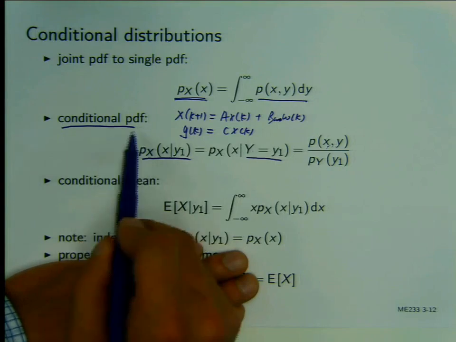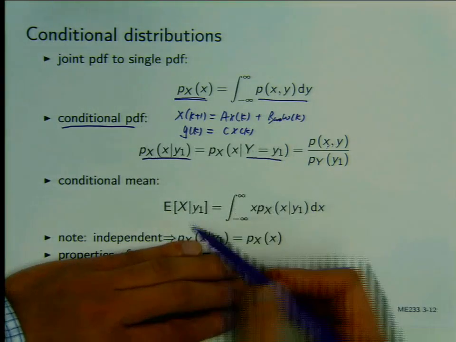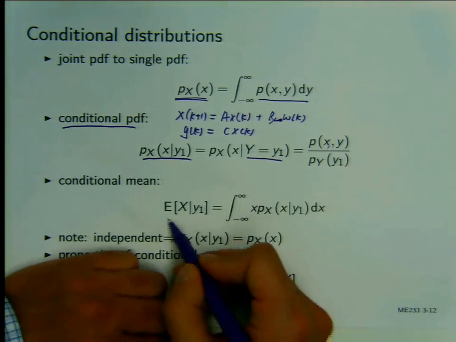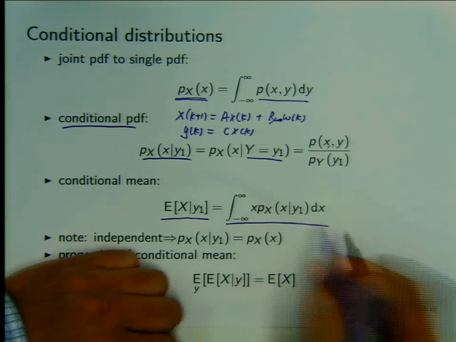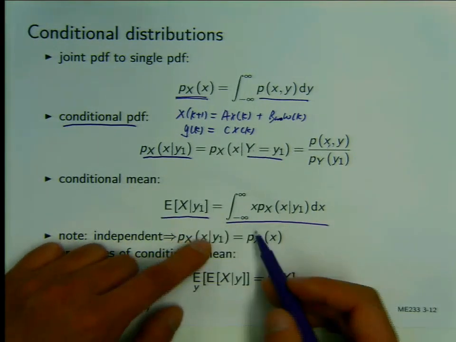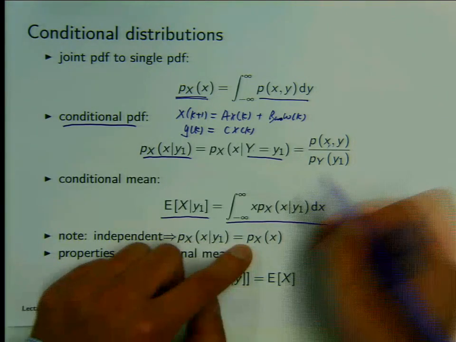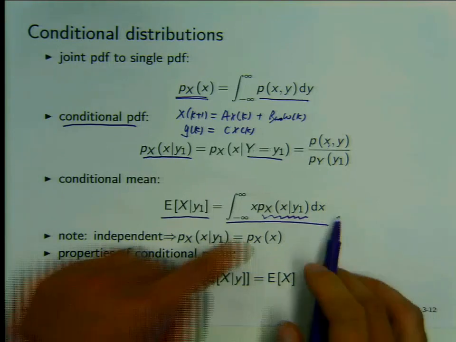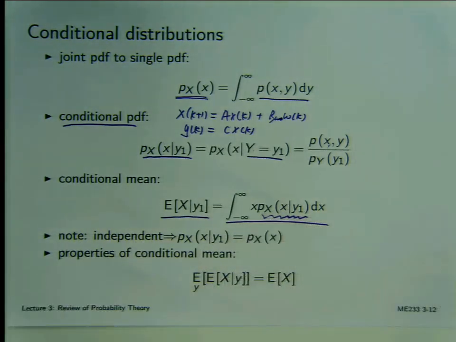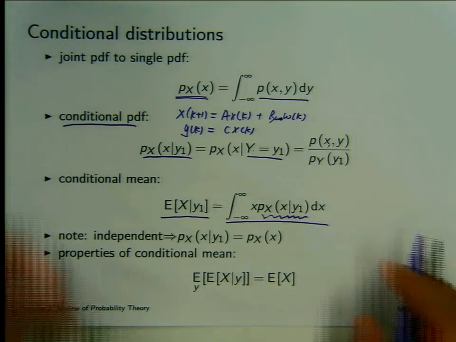So this is the conditional PDF. Following this conditional PDF, we can immediately define the conditional mean, which is how on average X will behave if I give you one measurement of Y. So it's the integration of the conditional PDF over here, in product with the value of X. Okay?